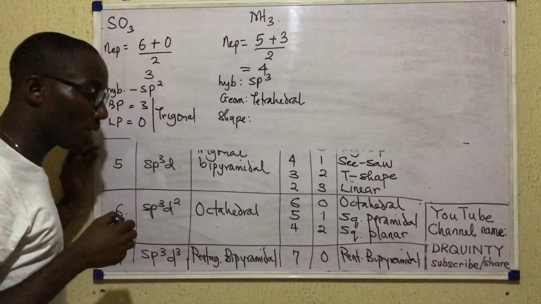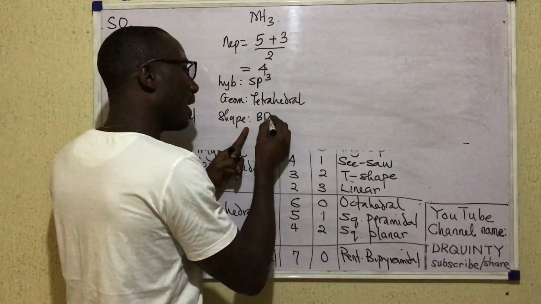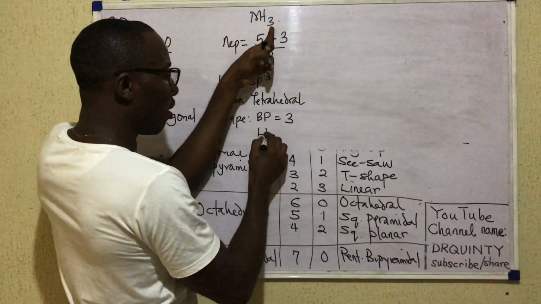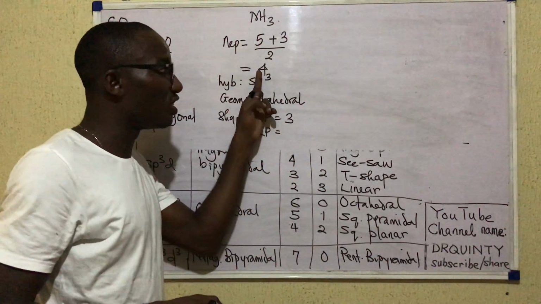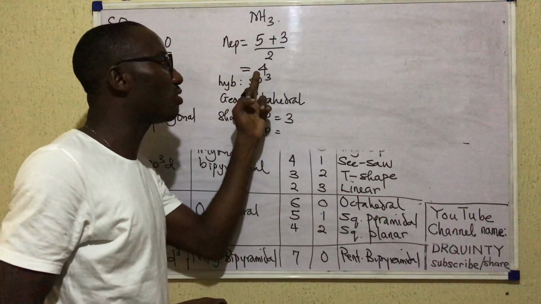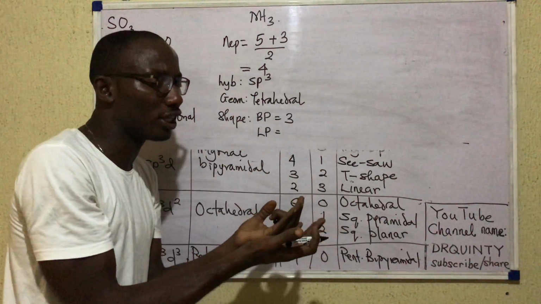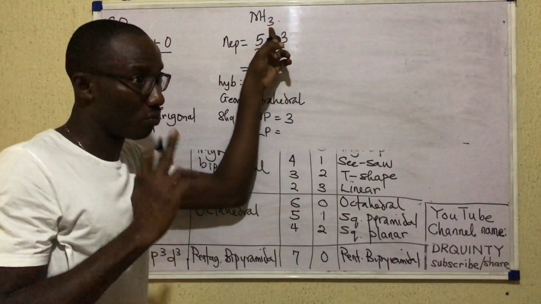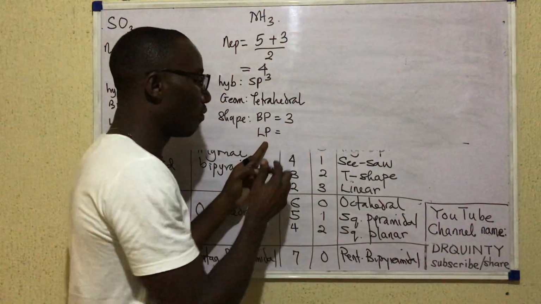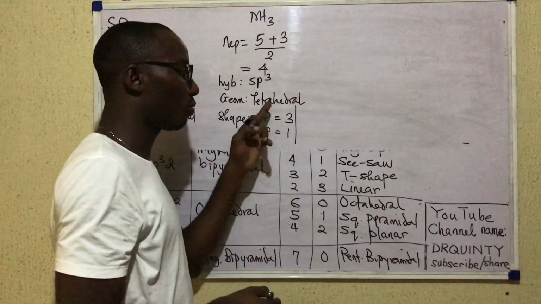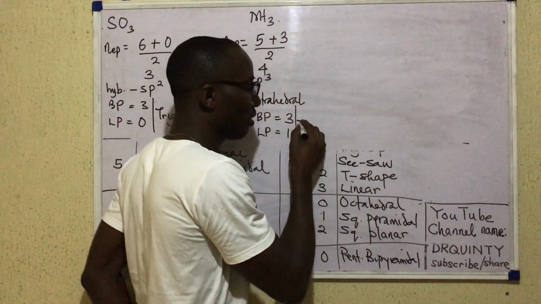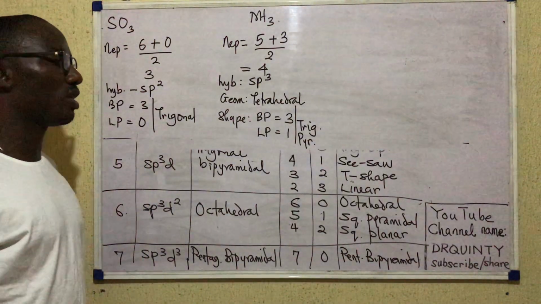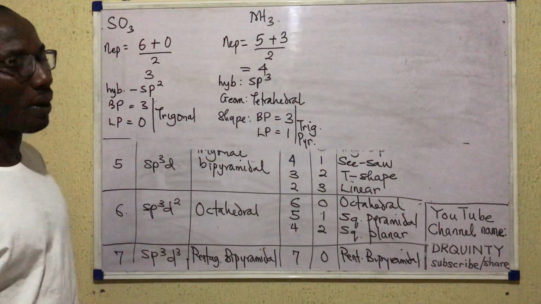Finally, the shape. To get the shape, I will now write the number of bond pairs, which is this number here. So number of bond pairs is 3. The number of lone pairs, we said it is the result minus this number, because this result tells you that there are a total of 4 electron pairs, and out of this total of 4 electron pairs, 3 are bond pairs here. So it means that the last one is a lone pair. So number of lone pairs, 1. If you check your table, 3 bond pairs, 1 lone pair. The result there is trigonal pyramidal. So we say the shape of the ammonia molecule is trigonal pyramidal.